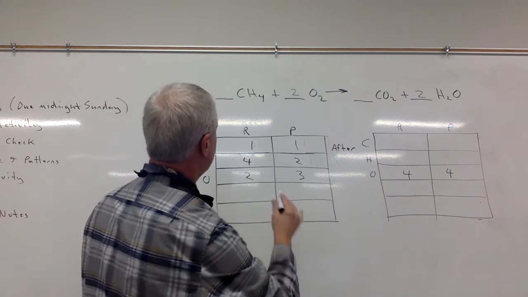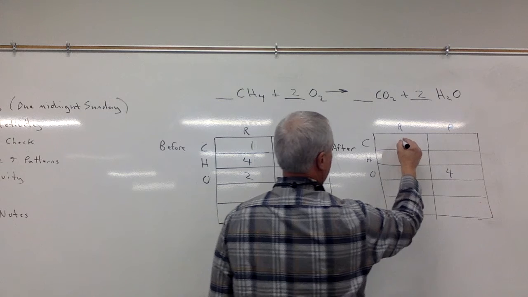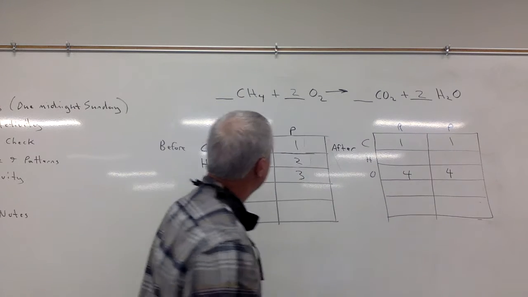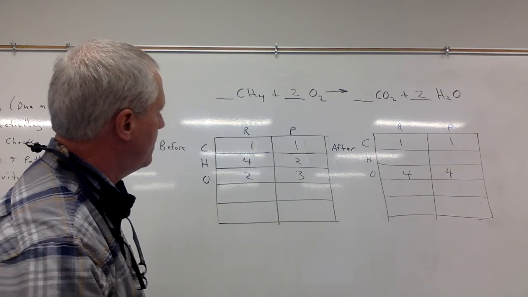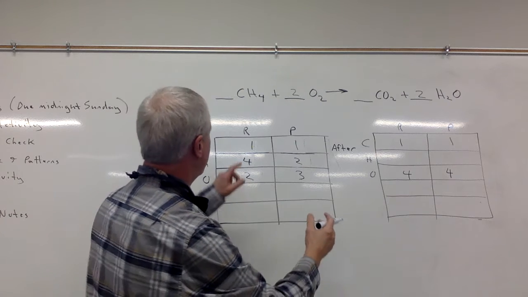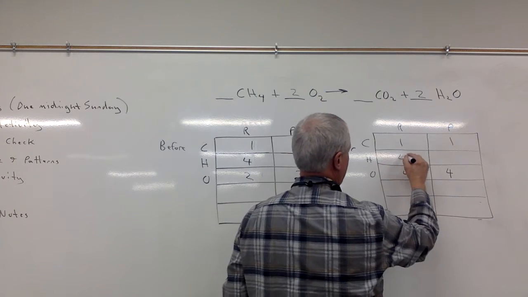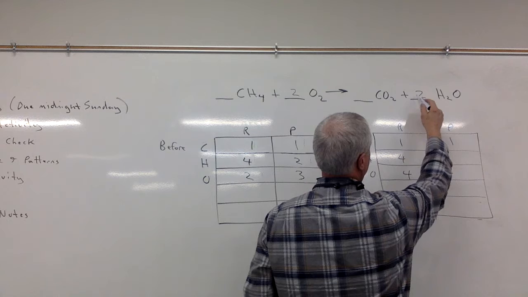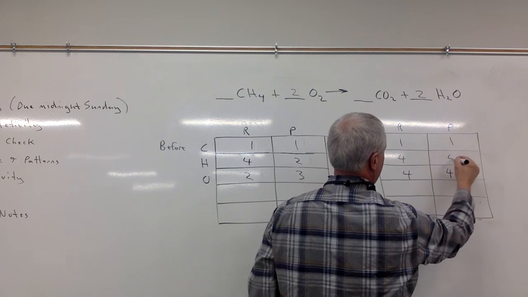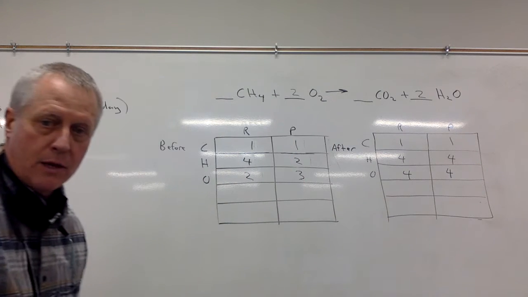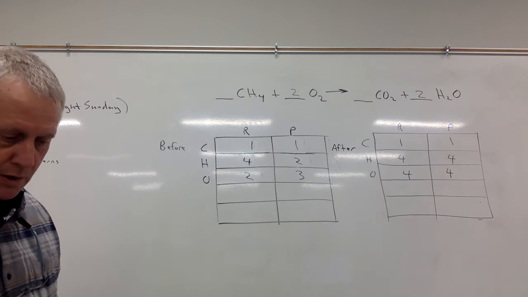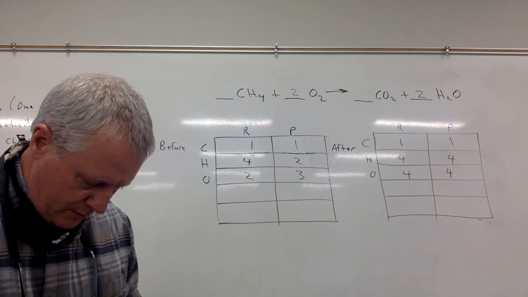We still have a 1-to-1 on the carbons. For hydrogens, it works out that we end up with 4 here, and if we look at our hydrogens here, 2 times 2 is 4. Voila, there we go, balanced chemical equation. Okay, let's look at another one here. I think I've got another one ready.